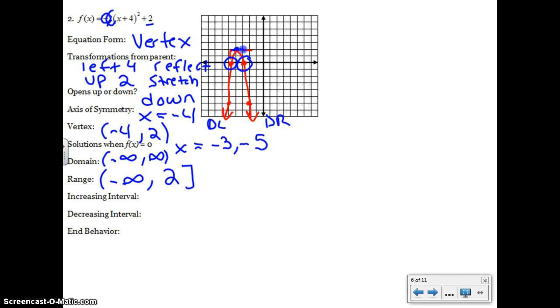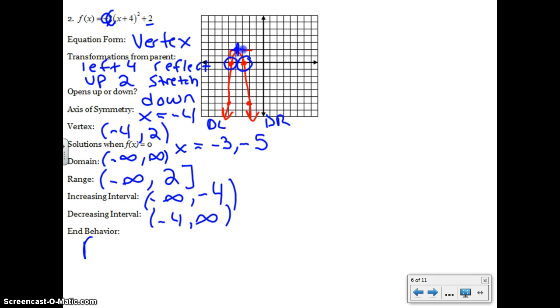Remember, you read from left to right, so I'm increasing from -infinity to this x value right here, -1, 2, 3, 4. And then I decrease from -4 onward, so to infinity.